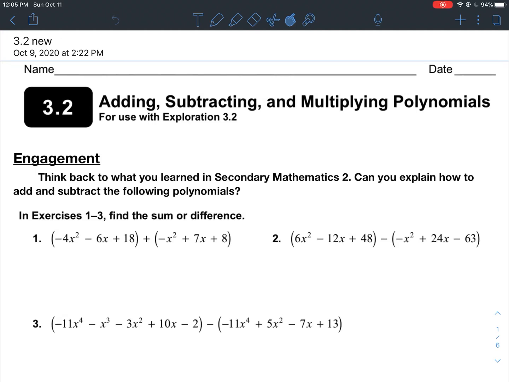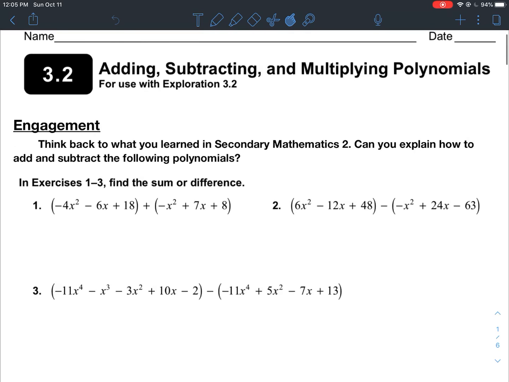Hey SM3, this week we're going to be covering 3.2, adding, subtracting, and multiplying polynomials. A lot of this stuff should be something that you're already quite familiar with and used to, especially adding and subtracting. So I've broken this lesson down into 5 parts.